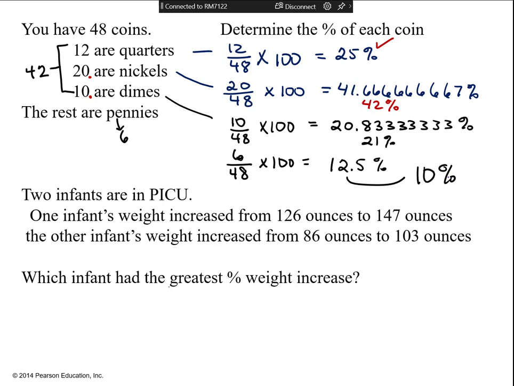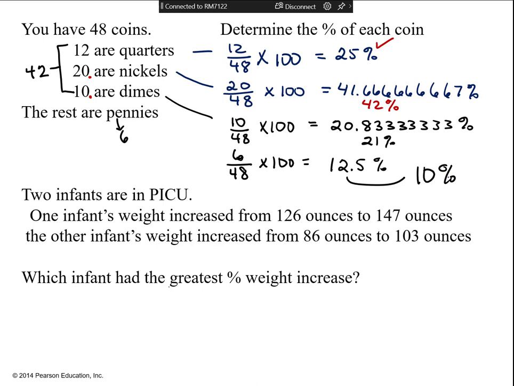Because 6, there's only 1 significant figure in 6. So it depends on your numbers. Those are measured values, so those are numbers that I would have to use. Okay? Now, notice though, when you add that up, add up 25%, 42%, 21%, 10%.